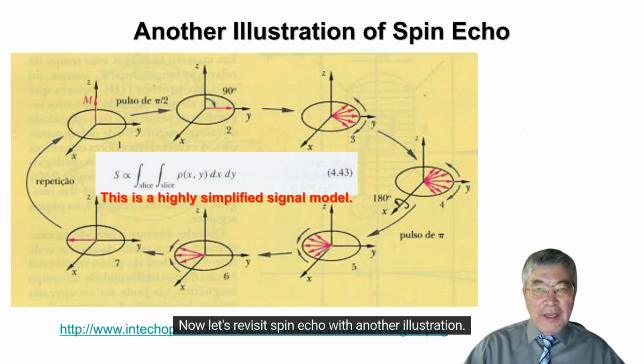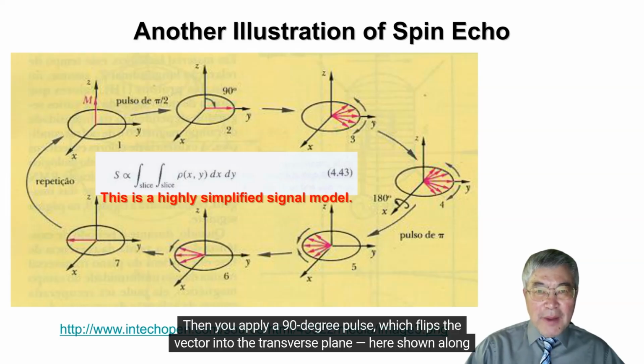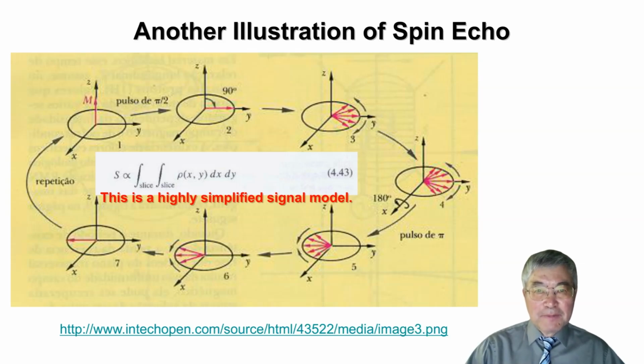Now let's revisit spin echo with another illustration. Spin echo is a very clever but also highly simplified signal model. In this figure, you can see the sequence step by step. You begin with the magnetization vector aligned along the z-axis. Then you apply a 90-degree pulse, which flips the vector into the transverse plane, here shown along the y-axis, though it could just as well be flipped along the x-axis depending on how the pulse is applied.